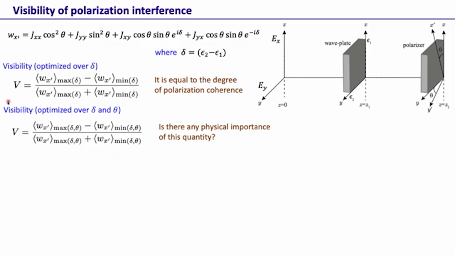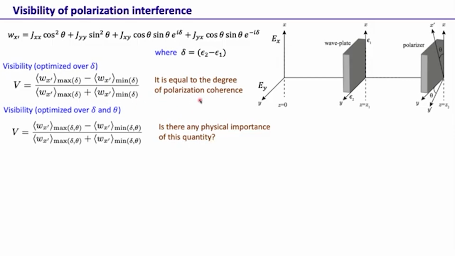Again, this is one thing that we didn't discuss in the case of time, space, and angle. There we had this k1 square and k2 square, which was kind of fixed for a given interferometer. But here we are asking the question: suppose for polarization interference, we vary this quantity, this cosine square theta, which changes this and this as well, and we look for the maximum of Wx prime over delta and theta. This way the visibility can also be defined. But if we do define the visibility this way, is there any physical importance to this quantity?